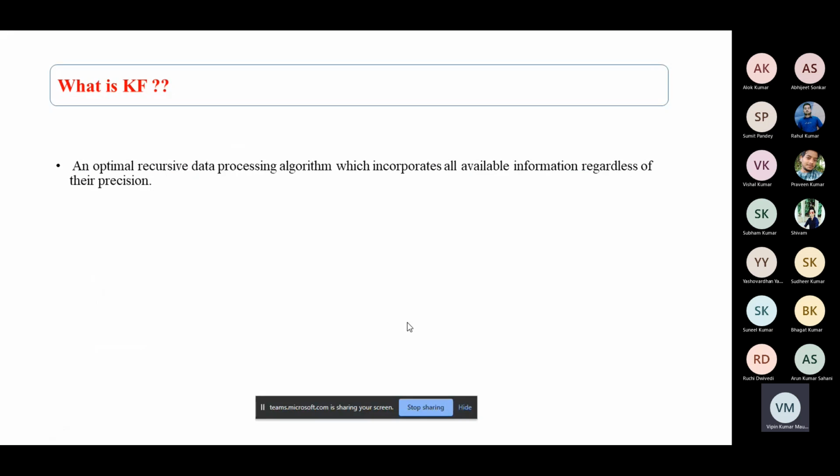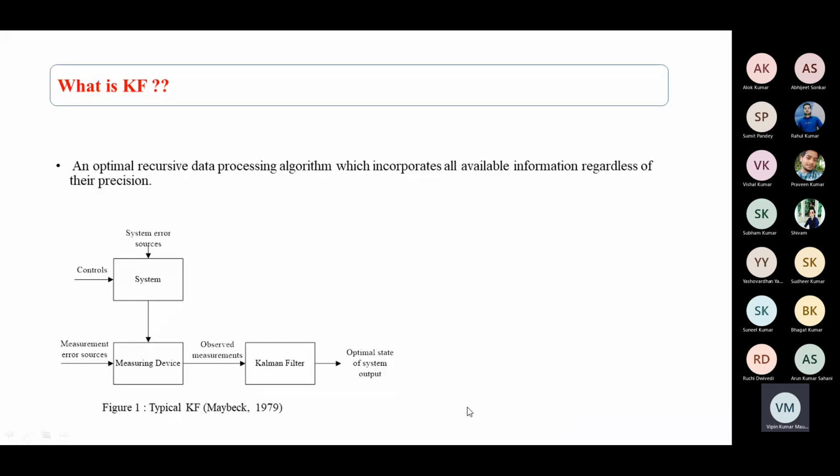So how we can define the Kalman filter? It is an optimal recursive data processing algorithm which incorporates all available information regardless of the precision. Means it will not see what is the precision of any observation. It will include all the observations.